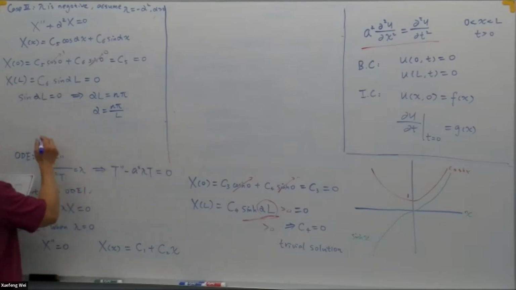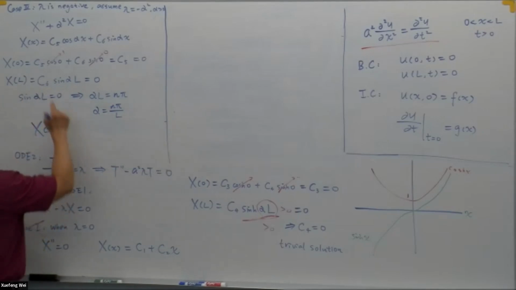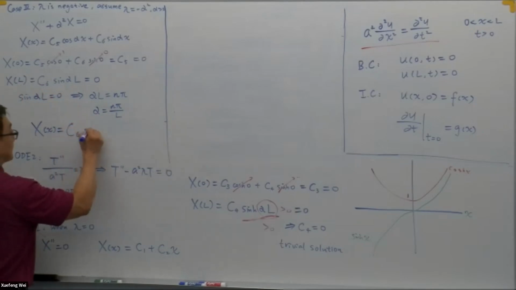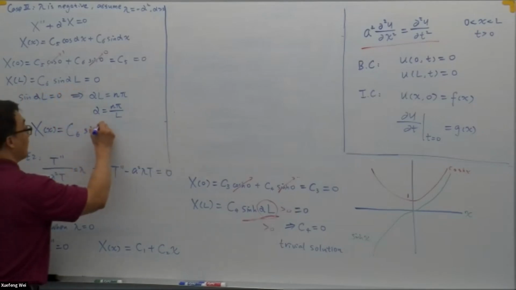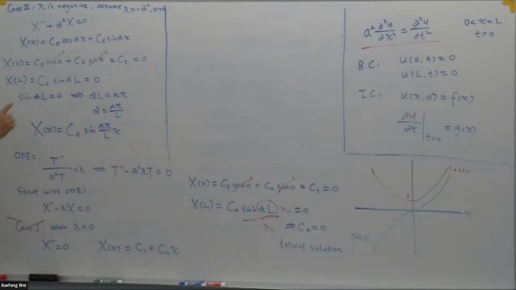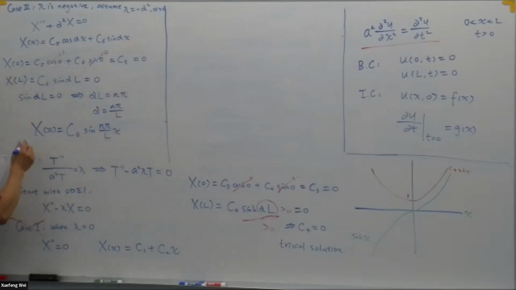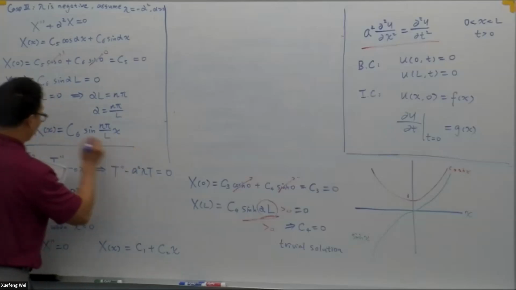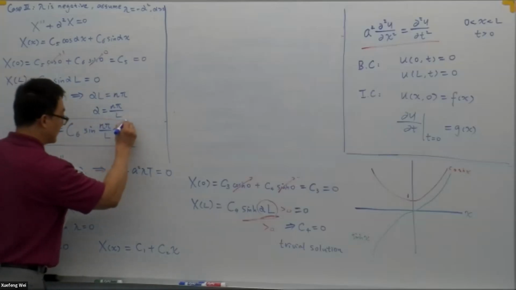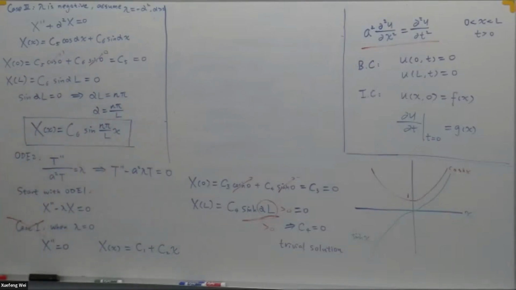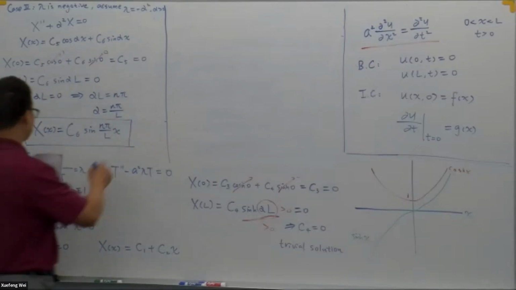So that we have X of x is going to be C6 sine of alpha x, with alpha equal to n pi over L. C5 is 0. So C6 sine alpha x, alpha is n pi over L. So this is my X of x. I'm just going to put a square on this. This is my X of x. So what about T of t?